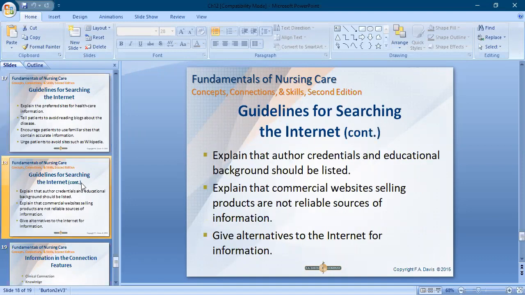And some guidelines also explain the author's credentials. Do they have a real education? Do they have a license or not? Right? Educational background is most important. Explain about commercial websites. Sometimes they try to sell a product. This is not good. You cannot rely on them. Also give alternatives to the internet.